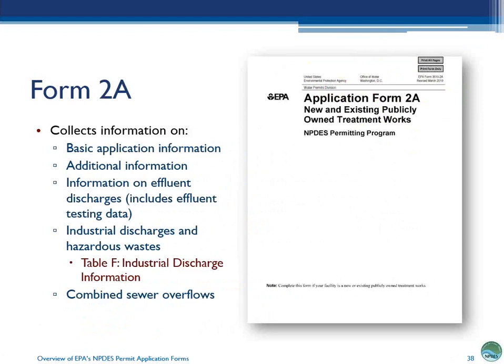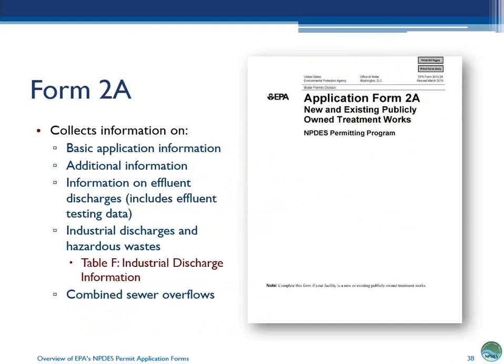Section 2 requires applicants with a design flow of 0.1 million gallons per day or more to submit estimates of inflow and infiltration, provide a topographic map and a process flow diagram, give contact information for any contractor performing operation and maintenance of the facility, and provide information on scheduled improvements. Section 3 requires descriptions of the outfalls, receiving water, and effluent treatment. It also requires completion of one or more data tables, which we'll discuss on the next few slides.